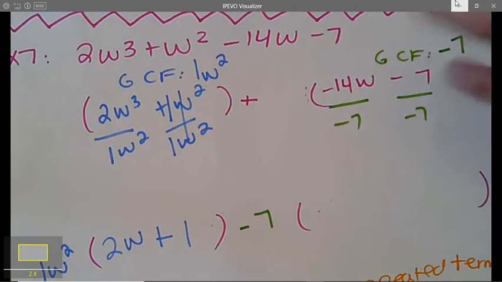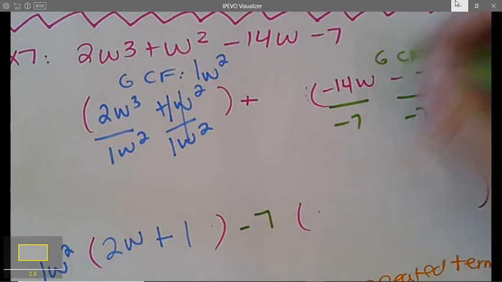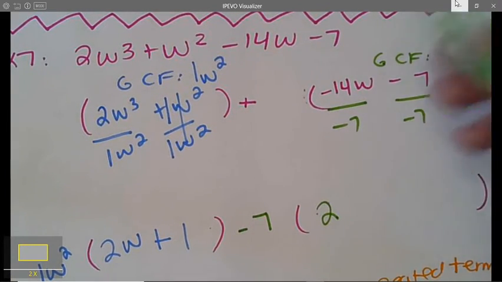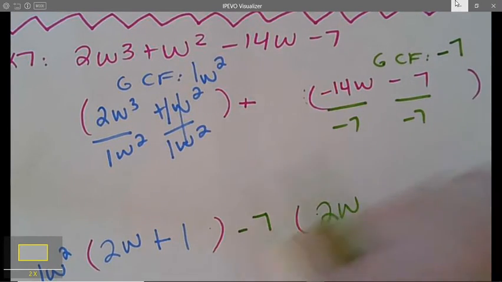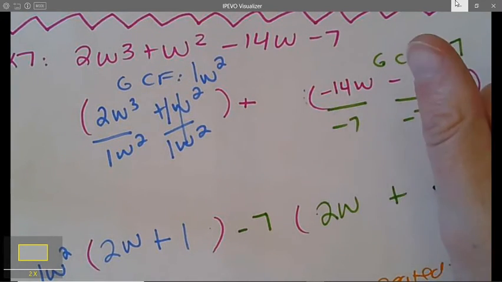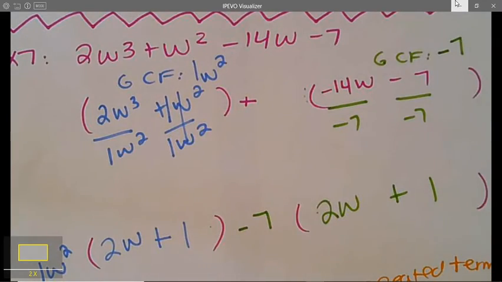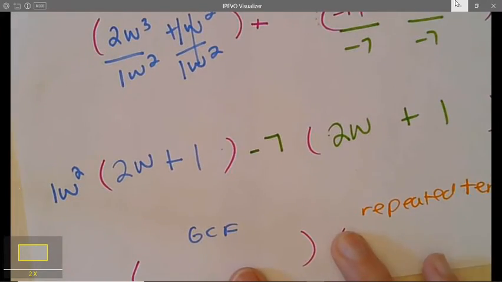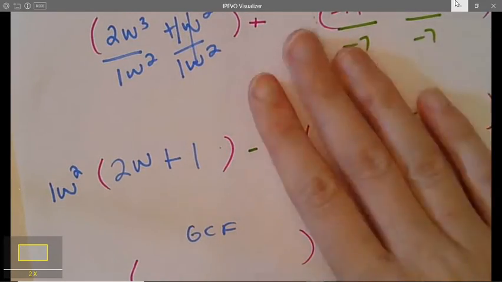Okay, so let's get going on the problem again. Negative 14 divided by negative 7, well, that is a 2. And I don't have anything to divide w by, so I'm just going to bring on down that w. And negative 7 divided by negative 7 is a positive 1. Look at that, you guys. We ended up with the same thing. Whoa, that was a board slapper. Oh, man. Okay, let's keep going.